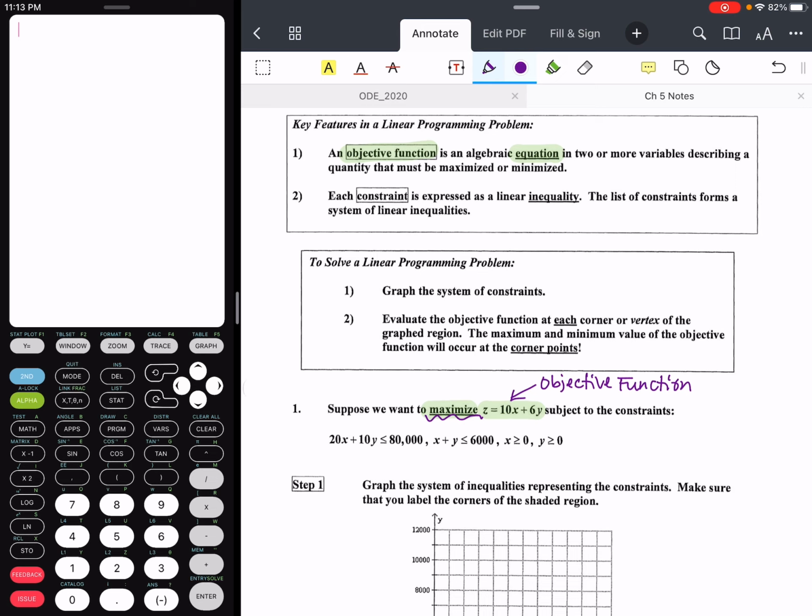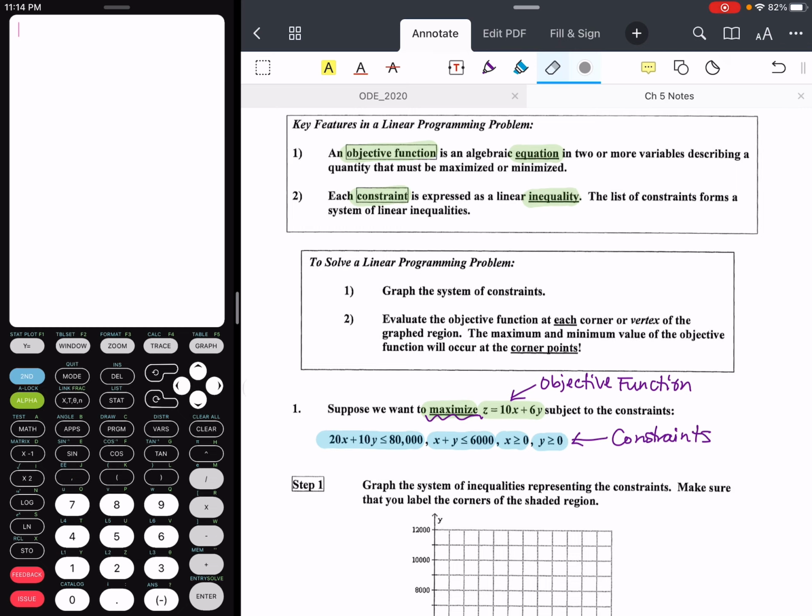All right, also, each of these problems will have what are called constraints. And you can recognize these because there'll be a system of linear inequalities. So down below, we've got the constraints 20x plus 10y less than or equal to 80,000, x plus y less than or equal to 6,000, and then x greater than or equal to 0, and also y greater than or equal to 0. So those guys are my constraints. The objective function is an equation, constraints are your inequalities.